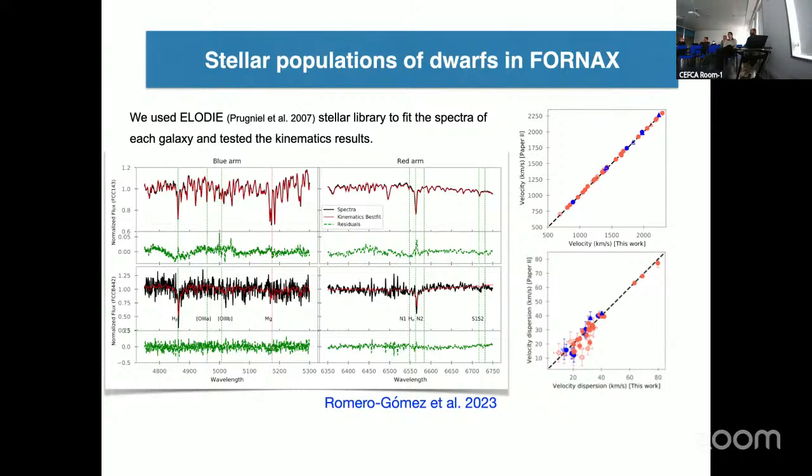Here we compare basically the velocities in this work with the velocities in the literature that we obtain from this field. The velocities are very good. And here I show you the velocity dispersion in this work and the velocity dispersion from the literature. You can see that we have real dwarfs. We have galaxies with less than 20 kilometers per second in the velocity dispersion.